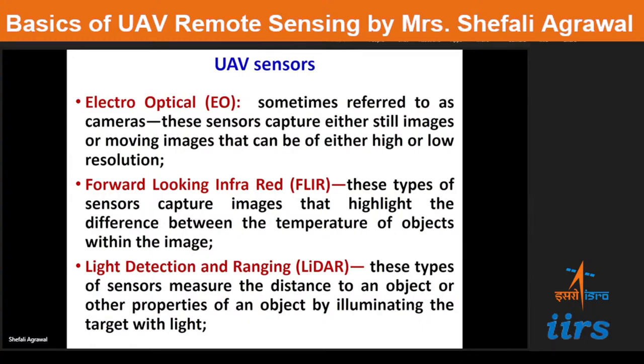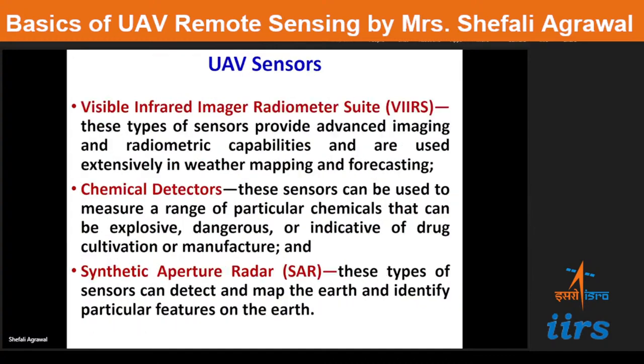So in general, we have the electro-optical sensors, which are generally your RGB cameras that capture images. They can capture a still photograph or they can capture video images. And then we have the thermal cameras, which can capture temperature variations. Then LiDARs are there, SAR is there, hyperspectral sensors are there. So we can have chemical detectors and synthetic aperture radars.